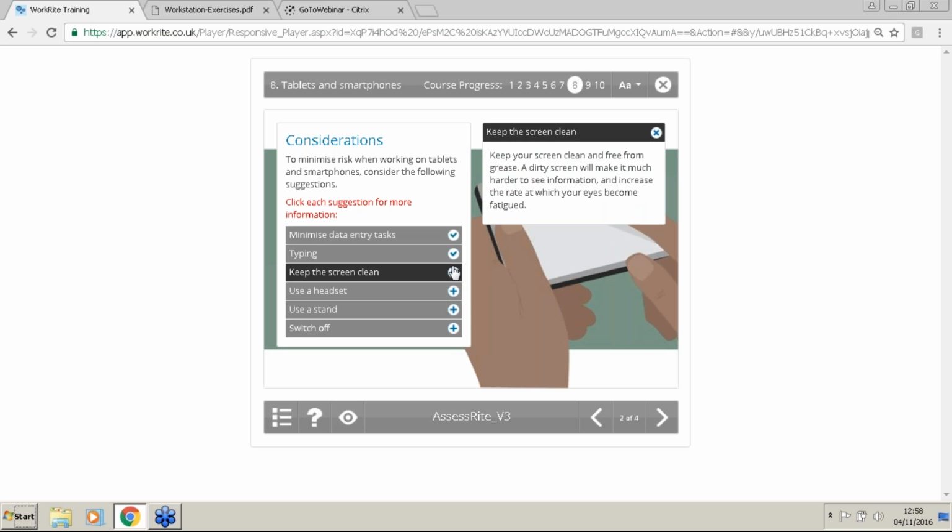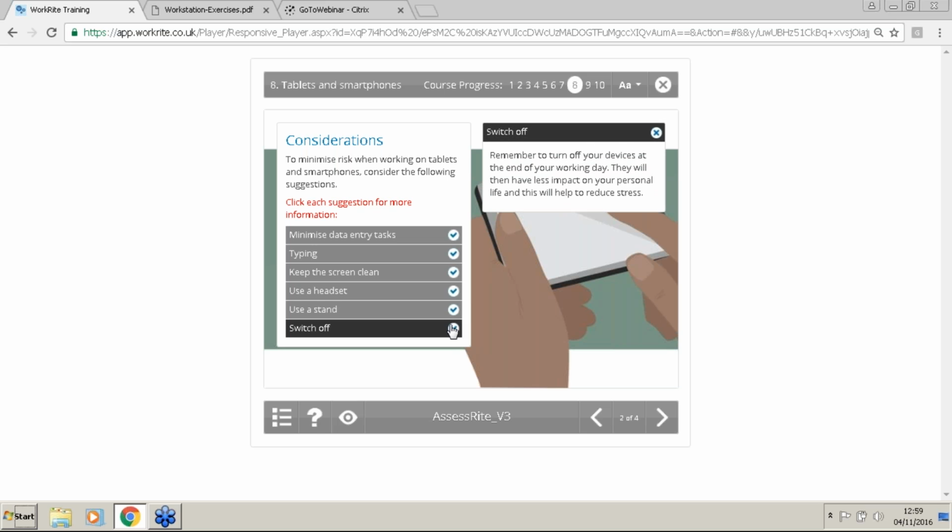Again, keep the screen clean and free from grease, because a dirty screen will make it much harder to see information and increase the rate at which your eyes become fatigued. Cradling your phone between your ear and shoulder can fatigue the neck and shoulder muscles. Consider using the earphones and microphone provided with your device. That makes such a difference. And you can avoid holding your tablet or bending your neck by using a stand, for example, when you're watching a presentation or a film.